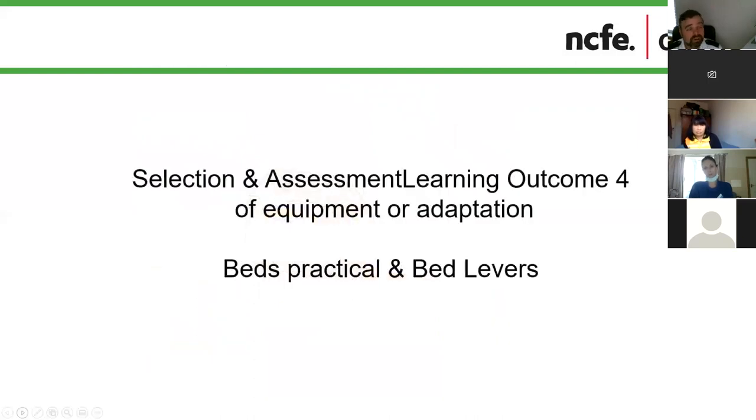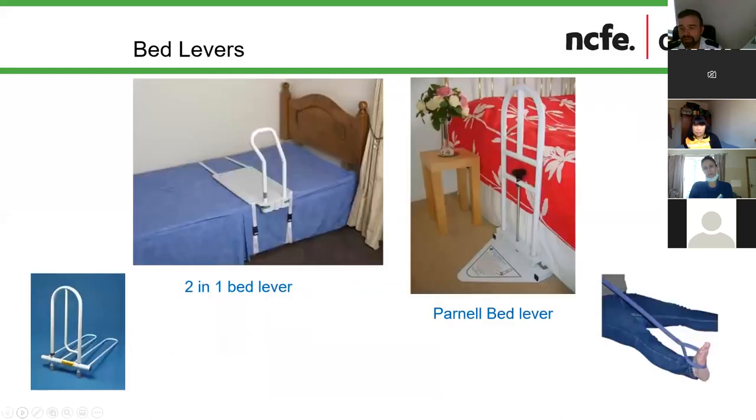So normally on a face-to-face class, I'd get you to measure up and you'd all get the right equipment, but we're not going to do that.